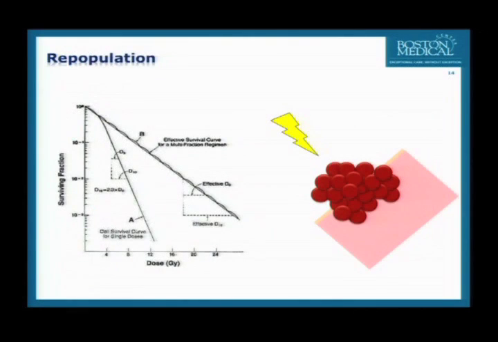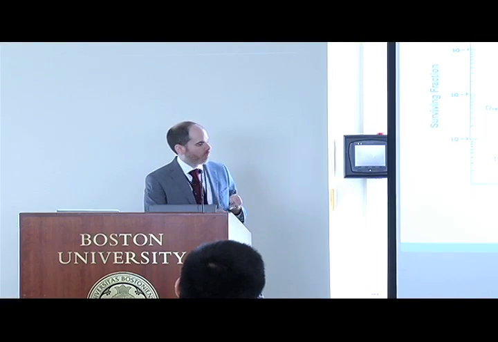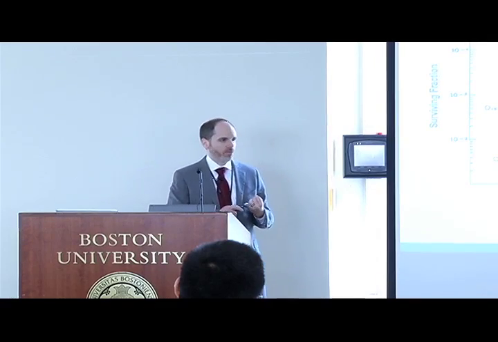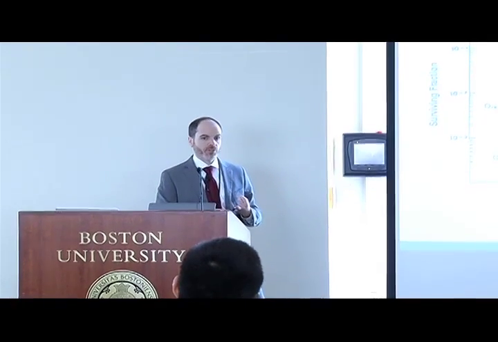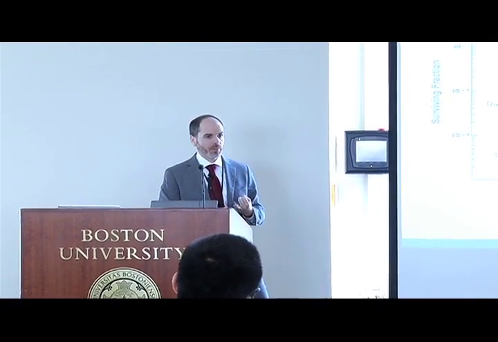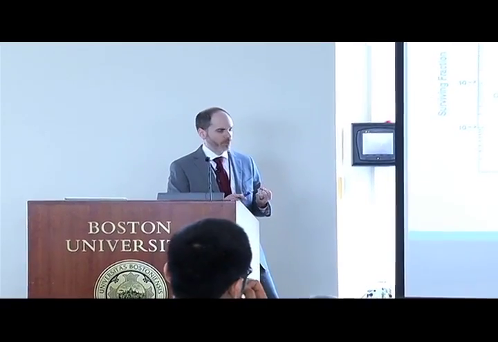And then, of course, the last R was repopulation. Repopulation basically comes down to this: you want your tumor cells to not repopulate and your normal tissue to repopulate. That would be the best case situation. But oftentimes we don't win this battle. We get to a point where we can only give so much treatment before we start to cause a lot of problems, as we saw in the therapy ratio graph in the beginning.